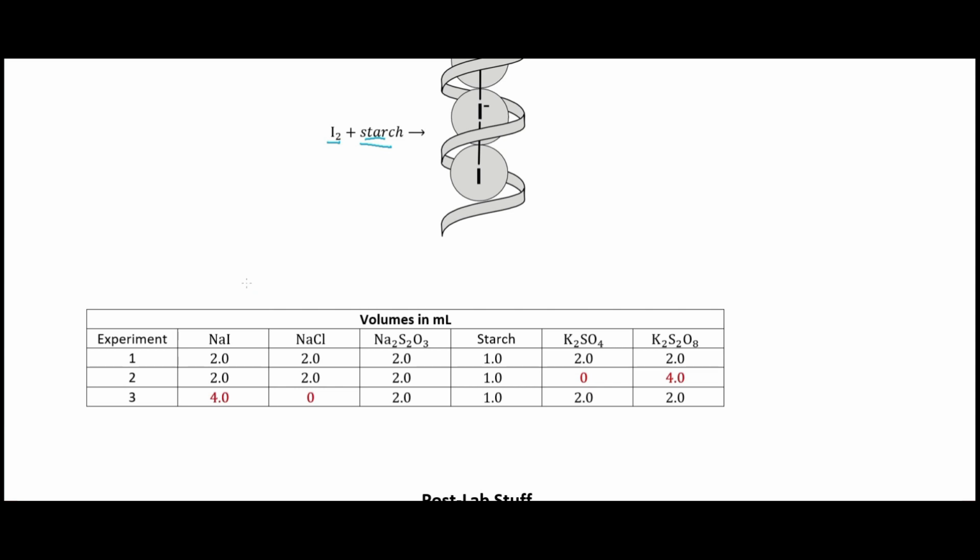What we actually do in the lab is mix all of these things right here. We have our sodium iodide, our sodium chloride, our sodium thiosulfate, our starch, our potassium sulfate, and then our potassium persulfate. What I have here in red are the changes in the concentration of the different species. The sodium iodide is our source of the iodide ion, and right here we have the changes in the persulfate ion. Changing those concentrations will allow us to look at how the different concentrations of these things affect the rate of the reaction.